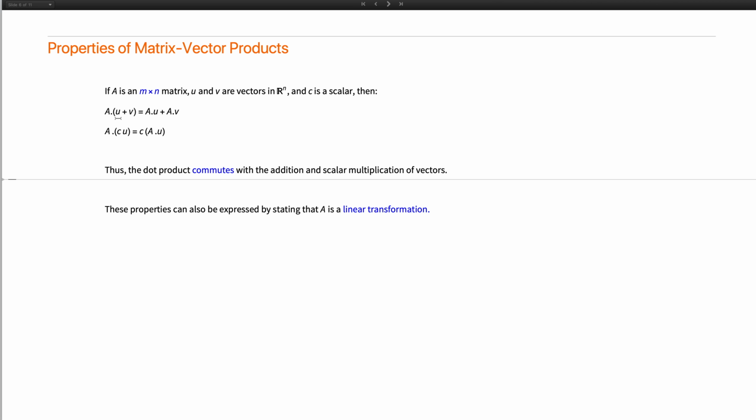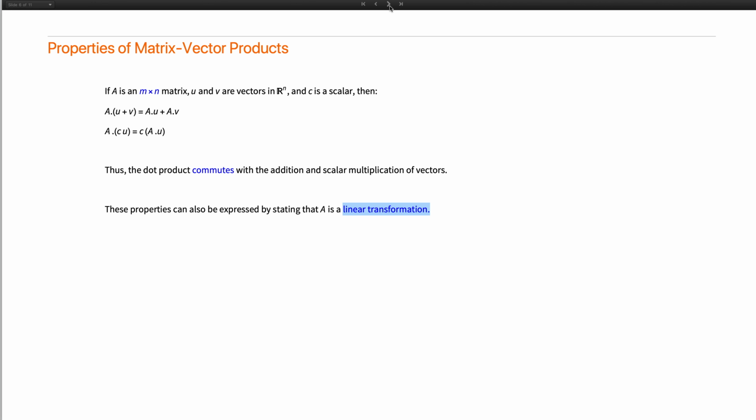What that means is that over here you do the plus first and then the dot, and over there you do the dot first and then you do the plus, etc. So that's the meaning of commutes. You have two operations and they can be more or less interchanged. The other thing is that in future we'll say that a matrix is a linear transformation because of these very properties.